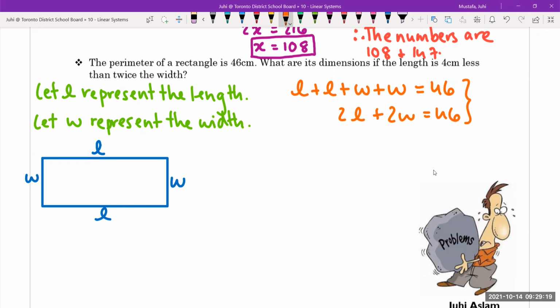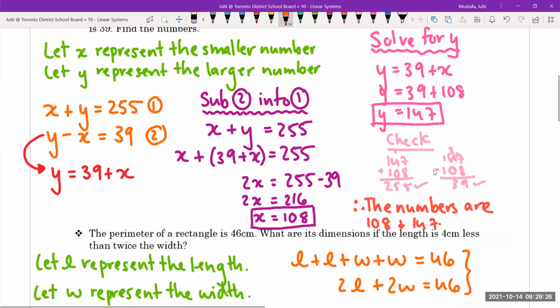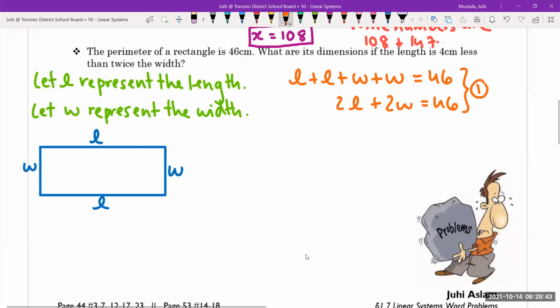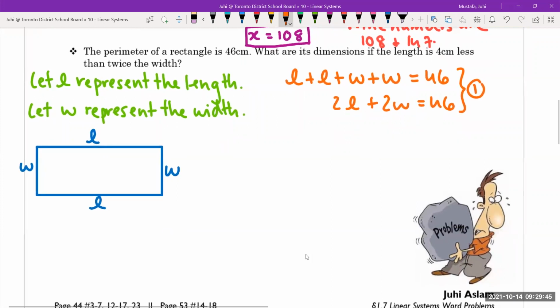Yeah, okay. Now the second part of the question, like I said, it's a little bit of a tongue twister. You're really going to have to think about it. By the way, I'm going to call this equation number 1. The question is asking you what the dimensions are, so what is the length and what is the width, if the length is 4 centimeters less than twice the width. Think about it and tell me an equation that you could possibly form using this information. Angelique, what do you think?